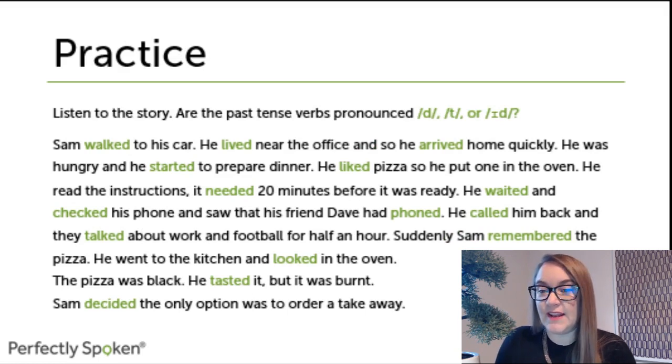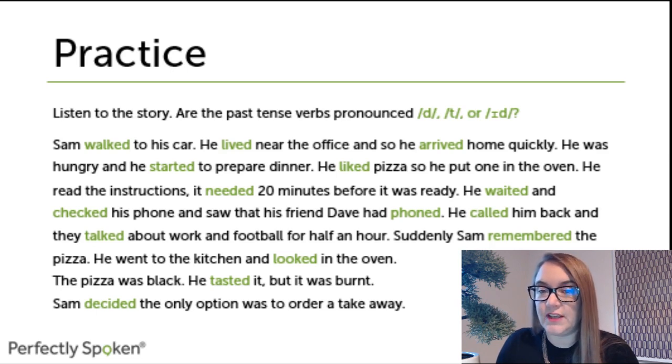Okay, I'd like you to listen to this story. I've highlighted the regular past tense verbs in green. As you're listening, see if you can identify, are the past tense verbs pronounced D, T, or id?